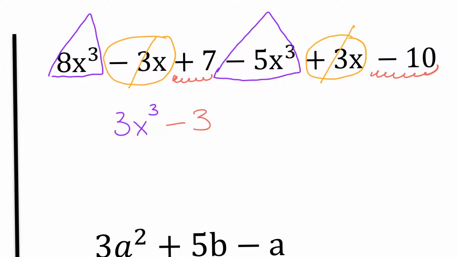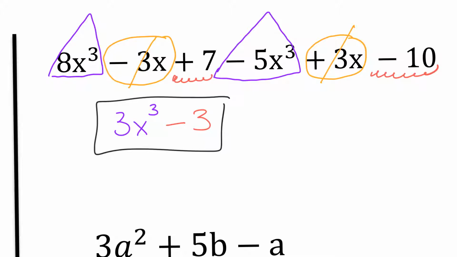So my answer starts with the highest exponent, and that's the only exponent we have here for x. So that's the highest one. And you descend until you have the constant at the end. So my answer is this one, 3x cubed minus 3.